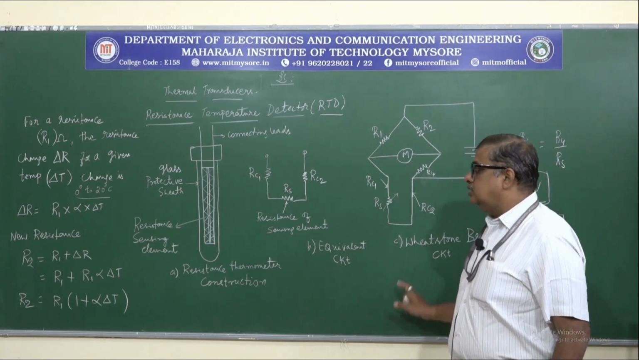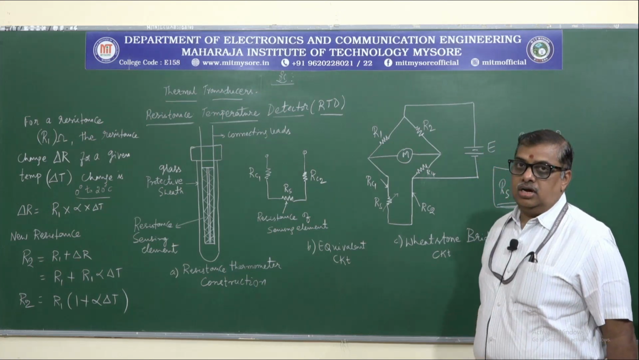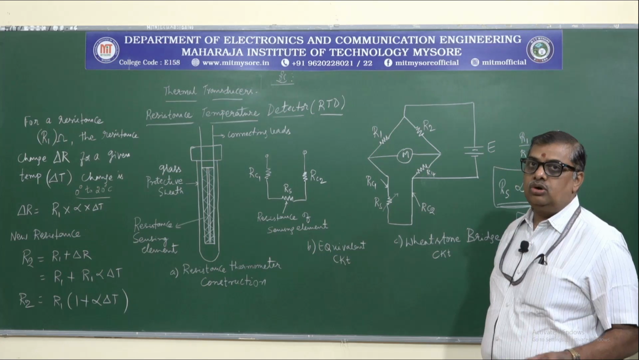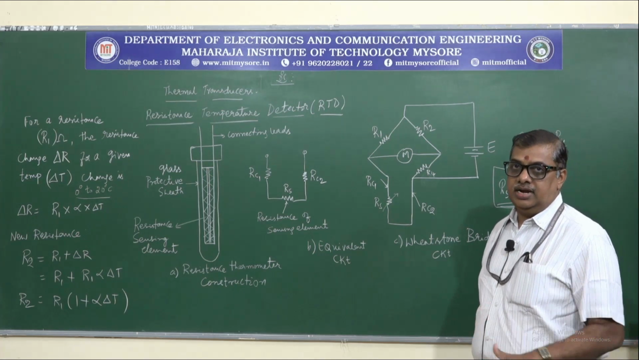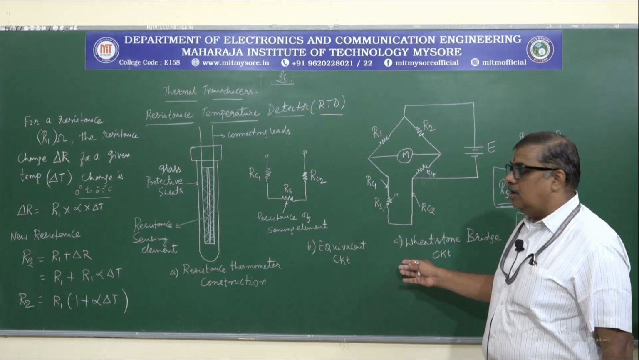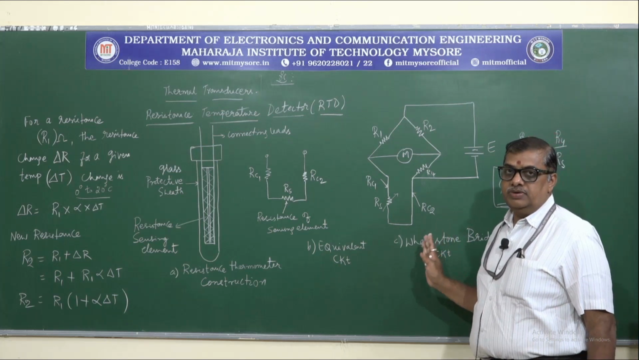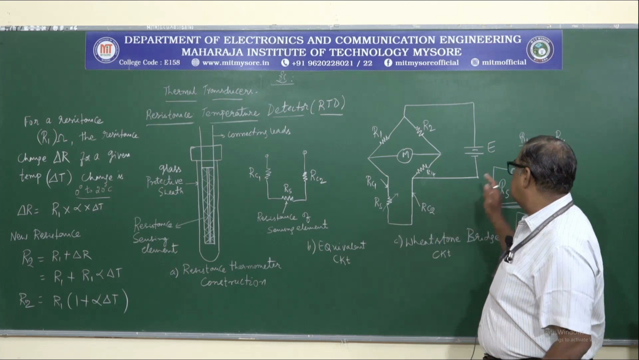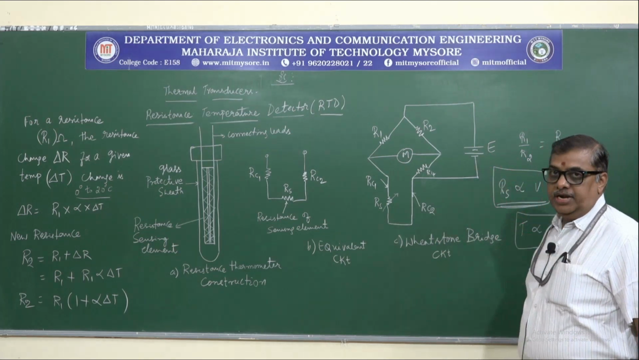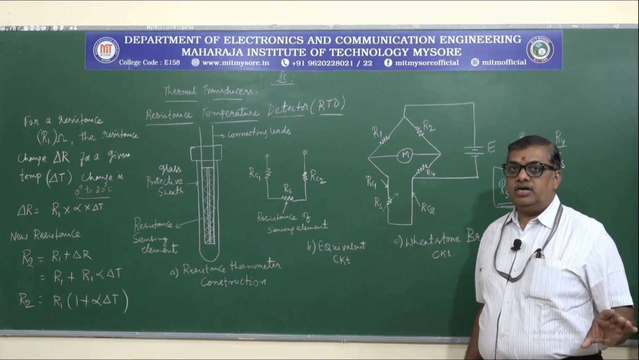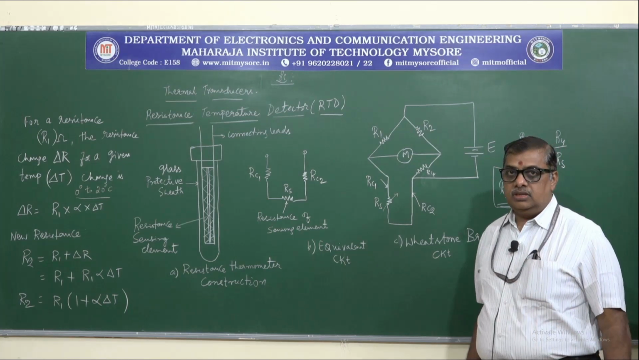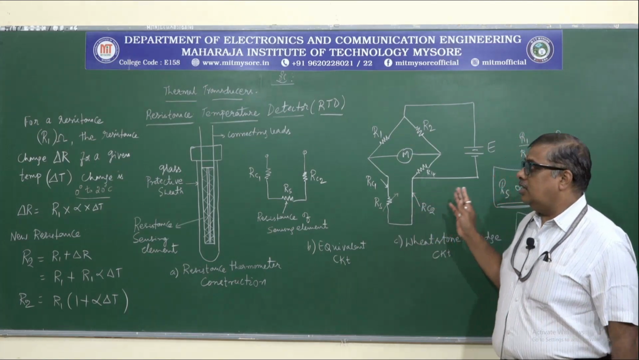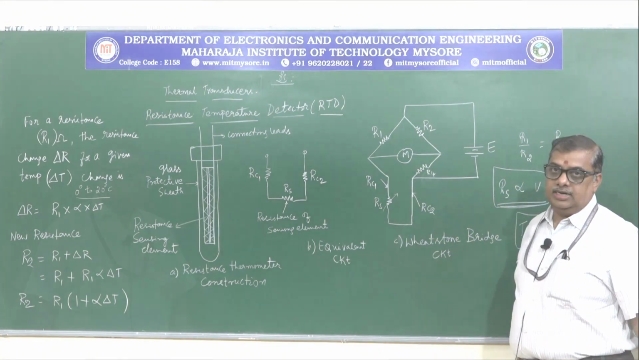Usually these RTDs are used to measure the temperature from say 20 degrees to 250 or 300 degrees. So, it can give a linear output. Linear means what? The output of this Wheatstone bridge will be linear for a certain voltage range. So, this is what the resistance temperature detector is.